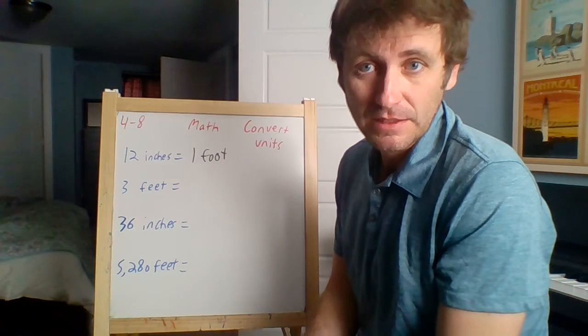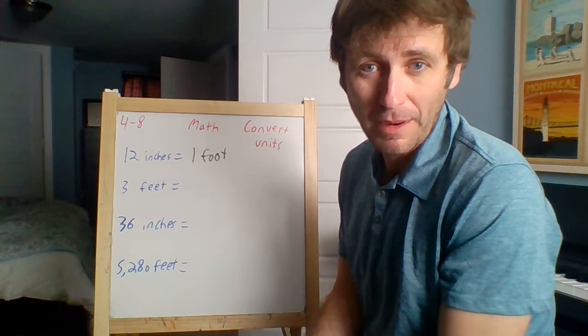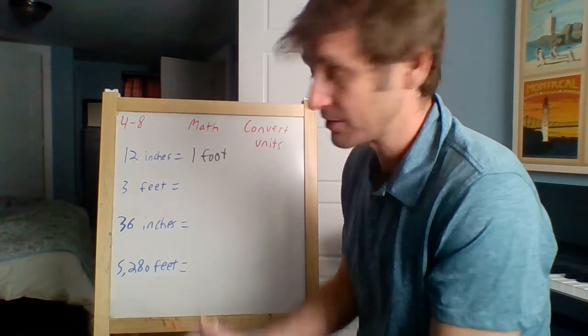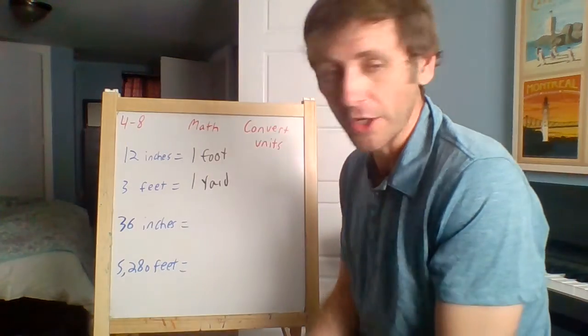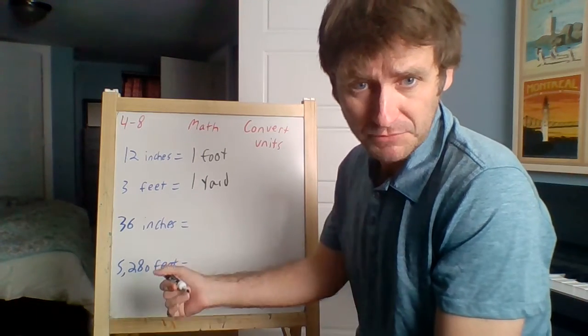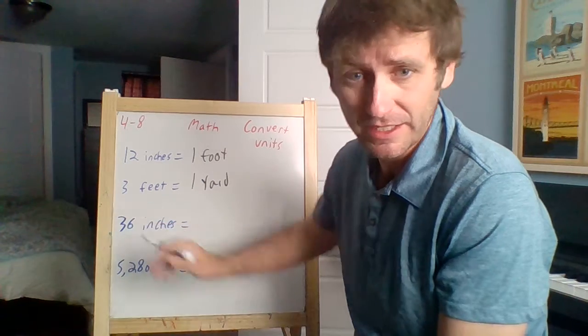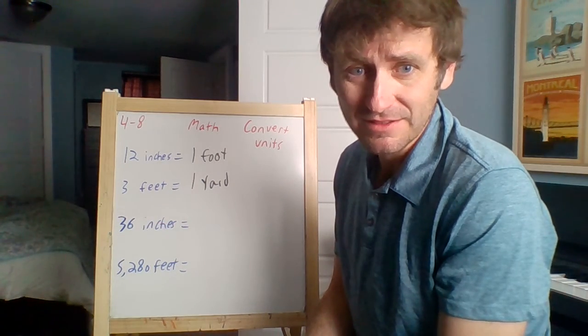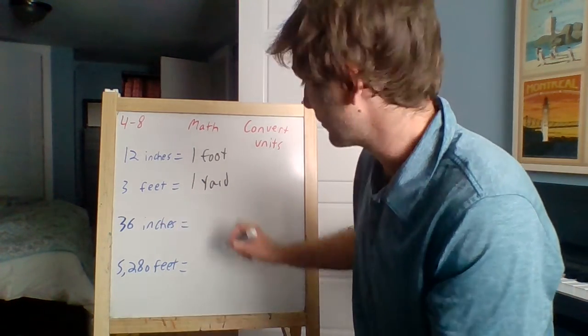Three feet, right? Think about football. If you're a football fan, in football we go by yards. 3 feet equals 1 yard. 36 inches. Oh, look at that. 12 times 3, 36. 36 inches equals 3 feet. 3 feet equals 1 yard.